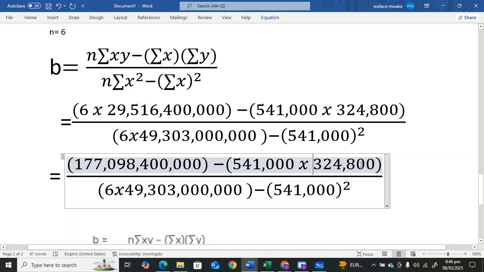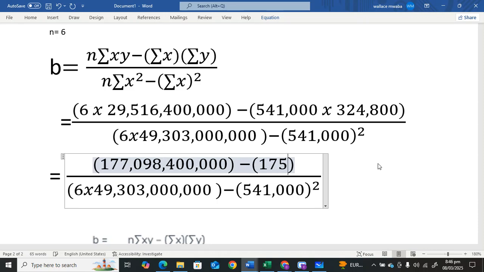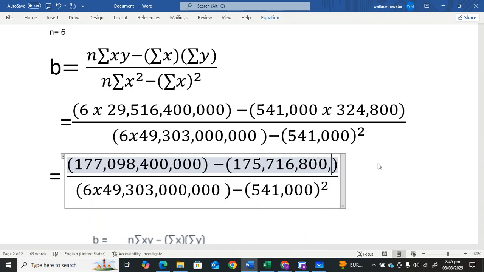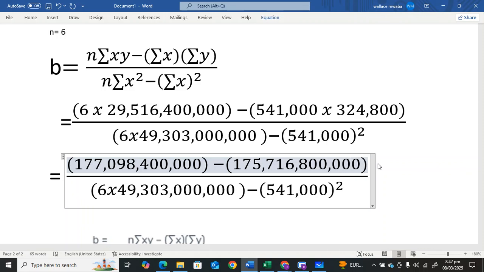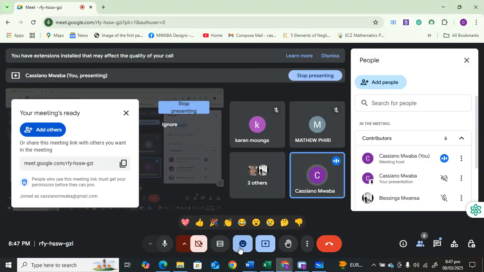And let's see, next one. 541,000. And here when I multiply these two, getting 175. Are we getting these figures, colleagues? If you're getting a different figure, let me know.